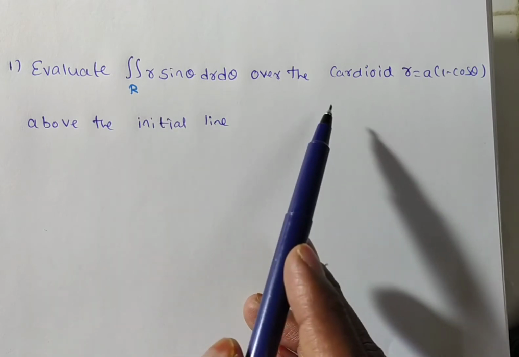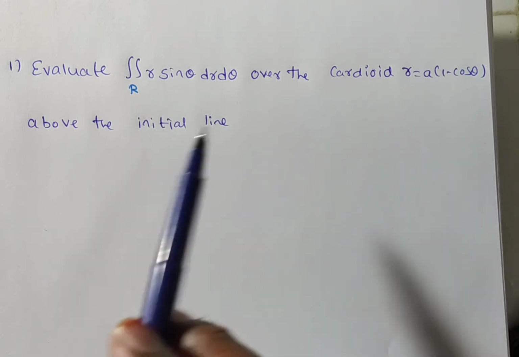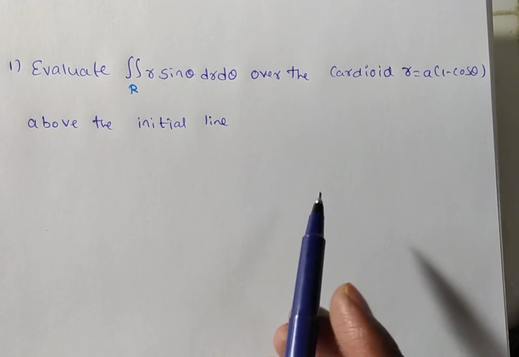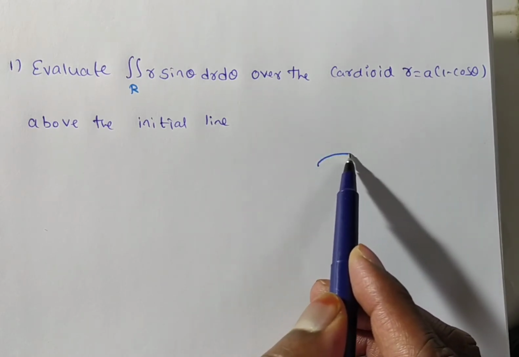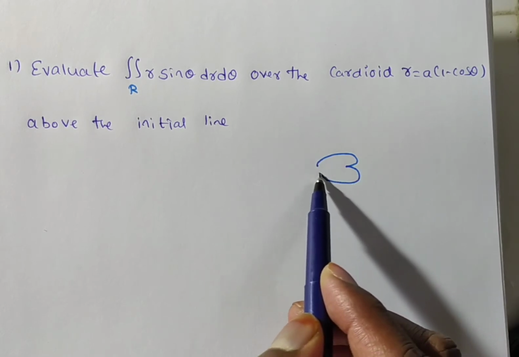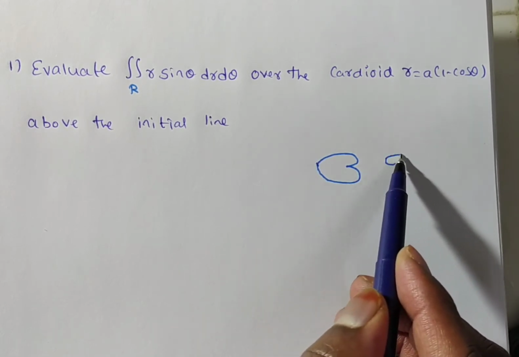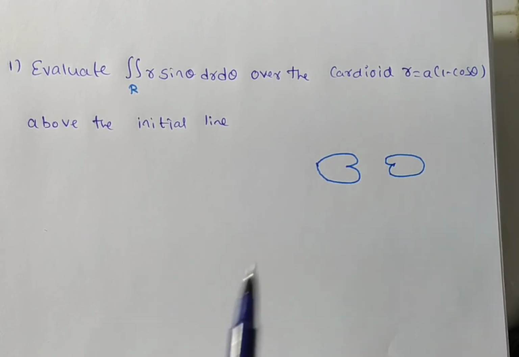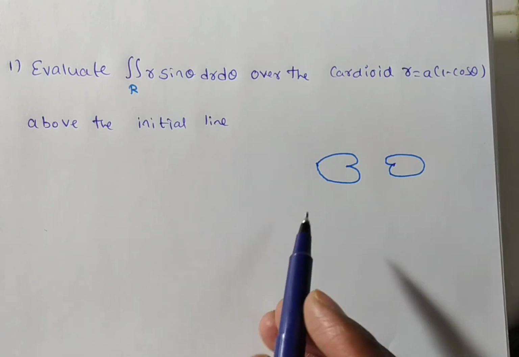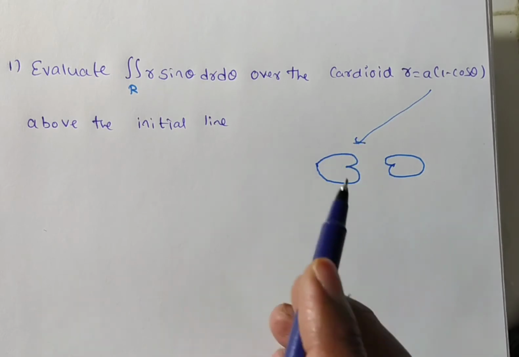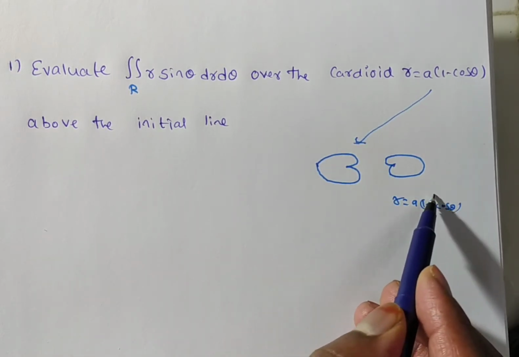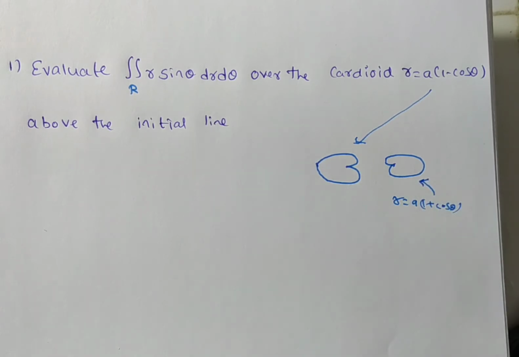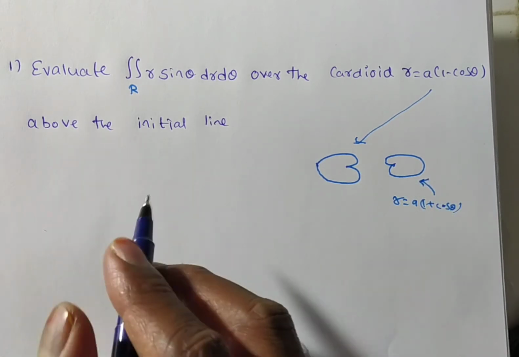So what is the region they have given? The cardioid above the initial line. Friends, you know the cardioid shapes. We have two types of cardioids. One is like this, another one is just the opposite of this. But r equals a into 1 minus cos theta is in this shape. Next, r equals a into 1 plus cos theta is like this, just the opposite of this one. Now, above the initial line they are asking.